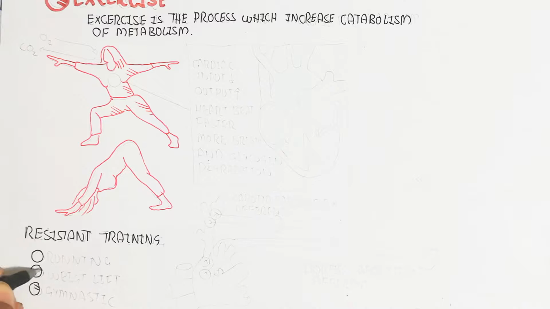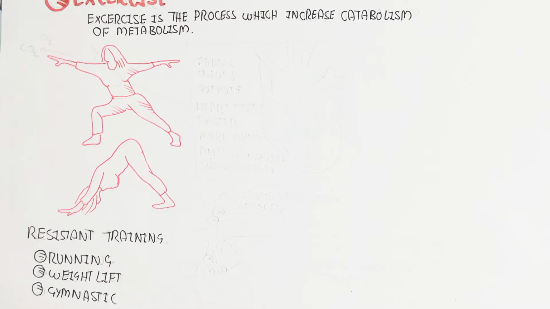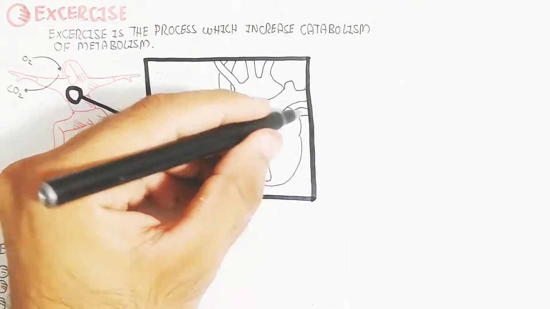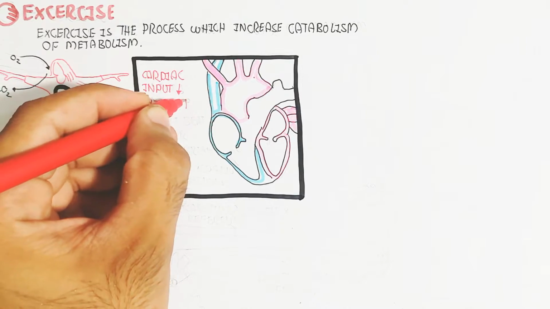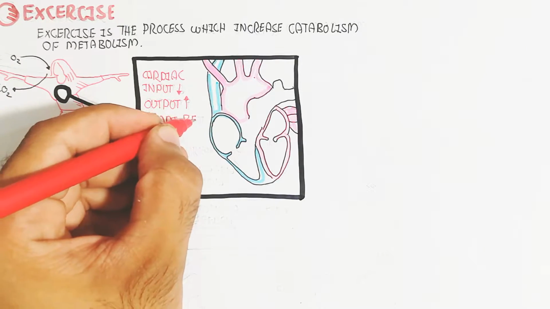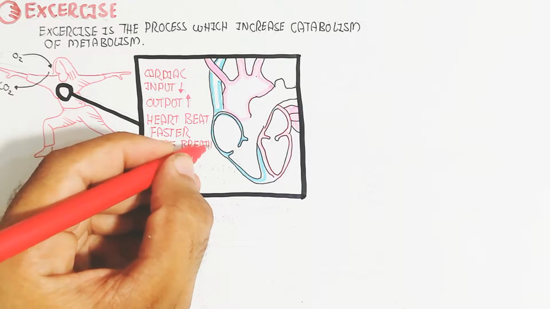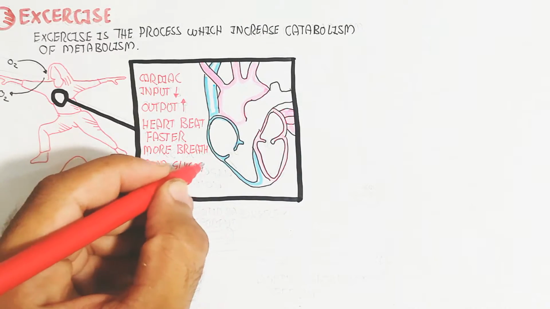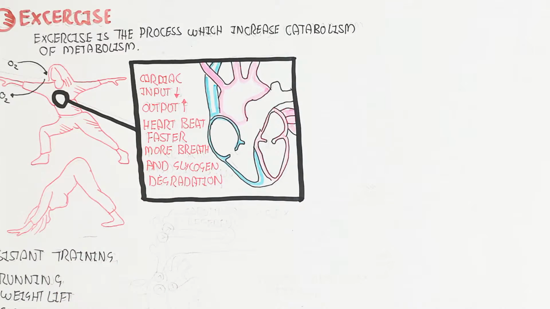Resistance training involves running, weight lifting, and gymnastics, which change the physiology. In this video we will discuss autonomic innervation and also catabolism. Cardiac input will decrease, output will increase, the heart beats faster, there is more breathing and glycogen degradation. Anyhow, let's begin to understand from the brain.